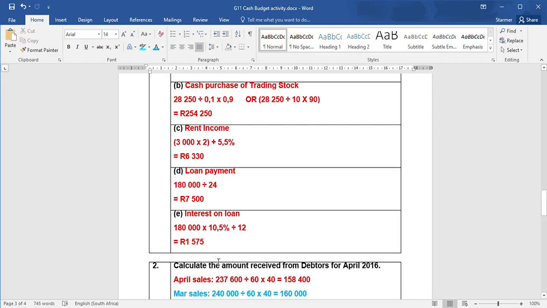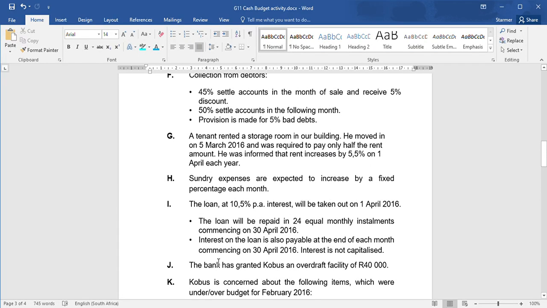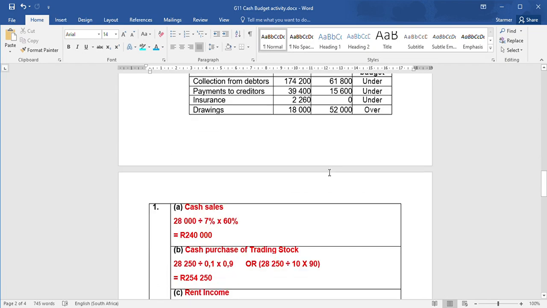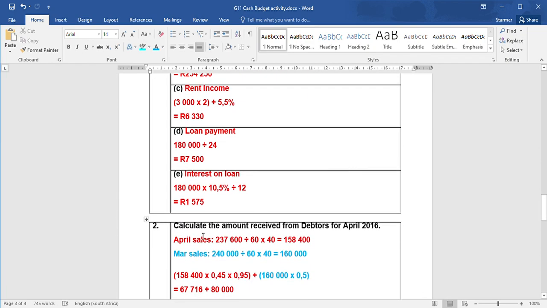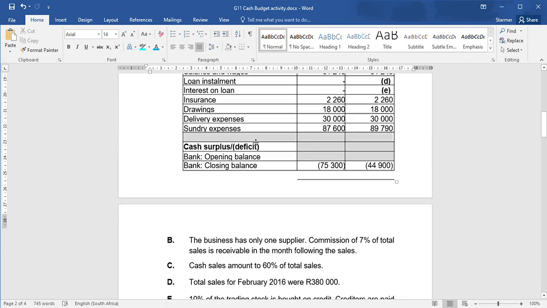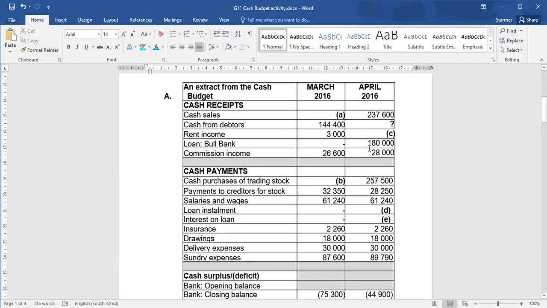The next question asks you to calculate the amount received from debtors for April. Now, if you look here at your debtors collection, they say 45% will pay in the month of sale and receive discount, 50% will pay the following month. So we're dealing with April now. So we're going to take the April sales and calculate that. You were told for the sales here, we just go up to the cash budget. You were told the cash sales here were 237,600. I obviously want credit sales.